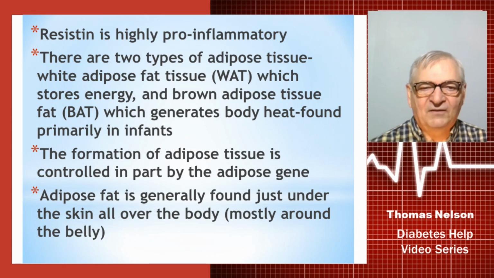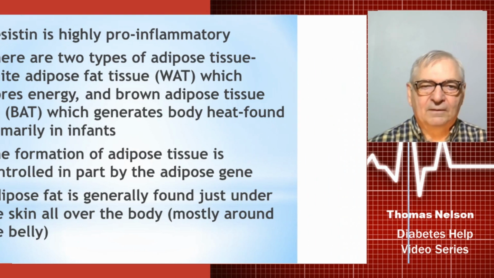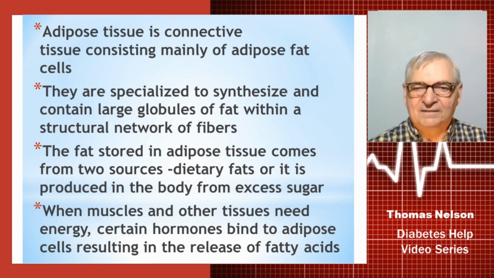And the formation of adipose tissue is controlled in part by the adipose gene in your gene structure. So adipose fat is generally found just under the skin, all over the body, but mostly around the belly because of those vessels that come straight from your liver. Adipose tissue is connective tissue. It's consisting mainly of these adipose fat cells.